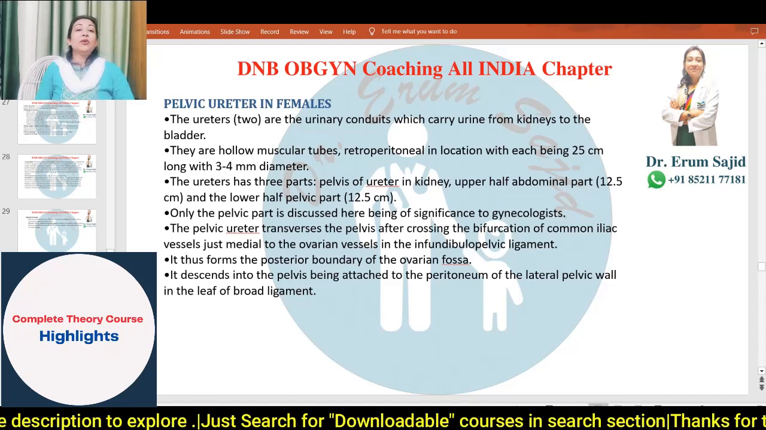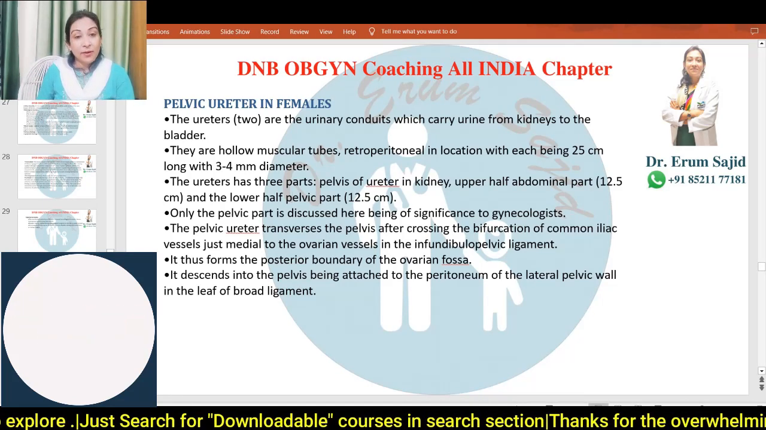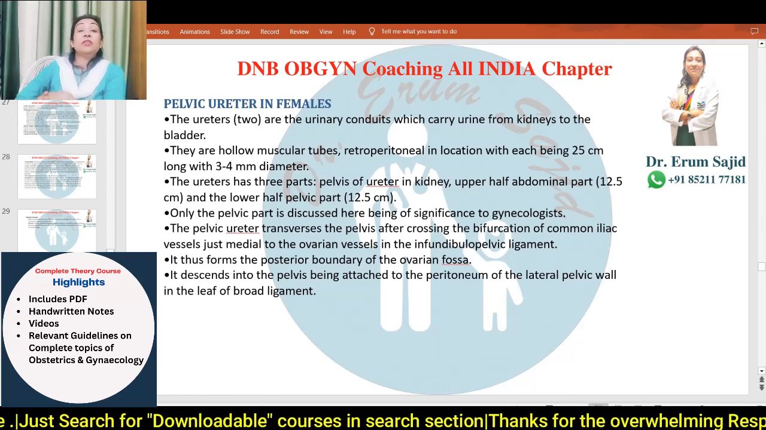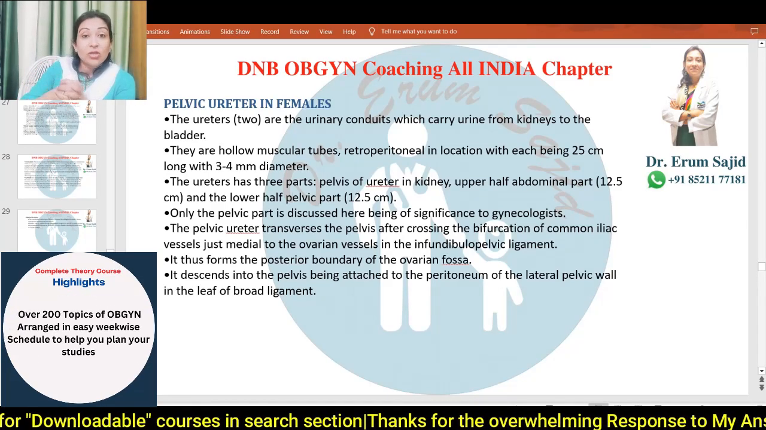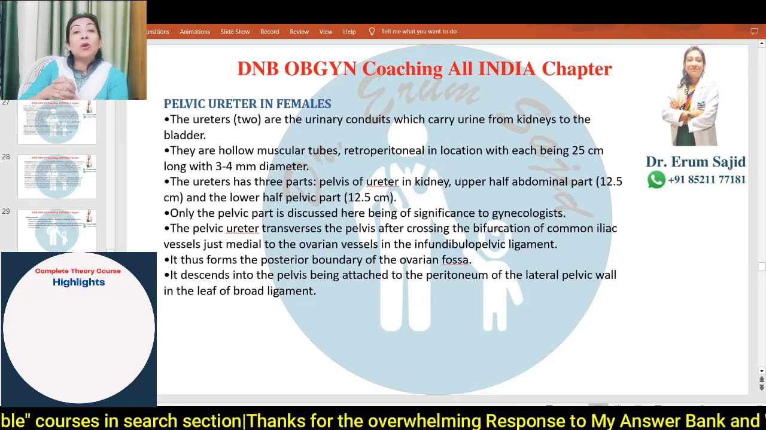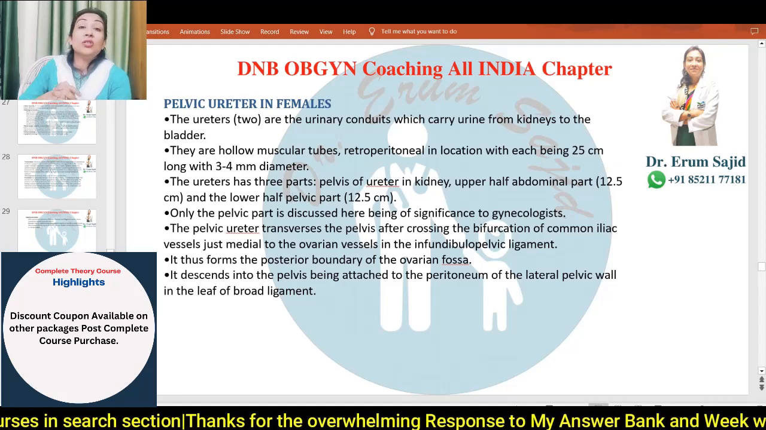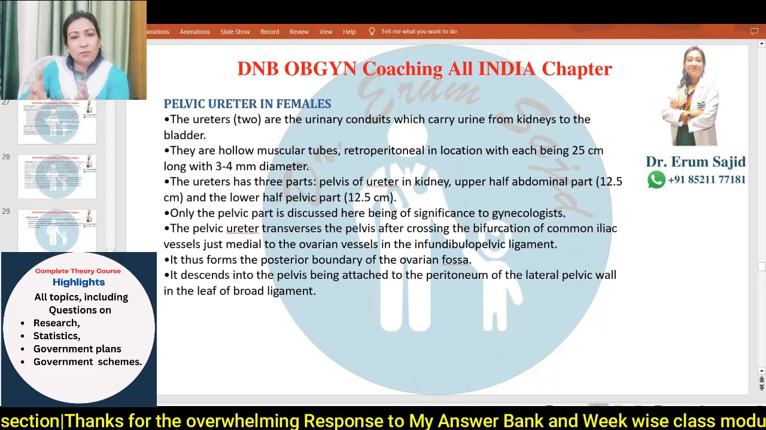So obviously the ureters are the urinary conduits which carry urine from the kidneys to the bladder. They are hollow muscular tubes which are retroperitoneal in location, which is the reason why we as gynecologists are not able to see the ureters right there in front of us, and because of which there is a high chance of them being caught, being injured, being cauterized.